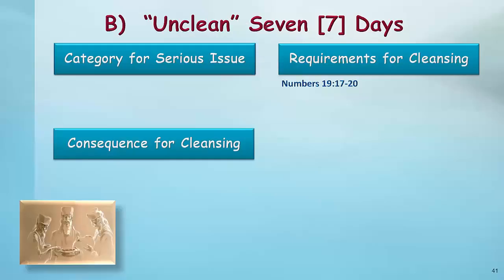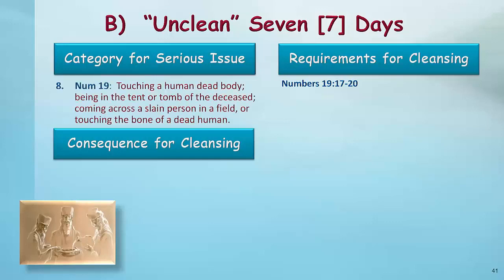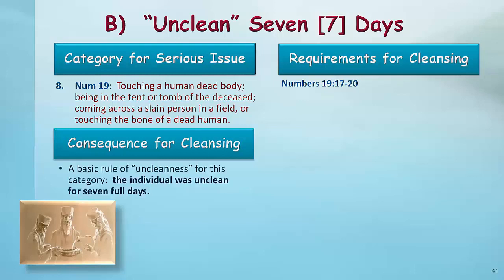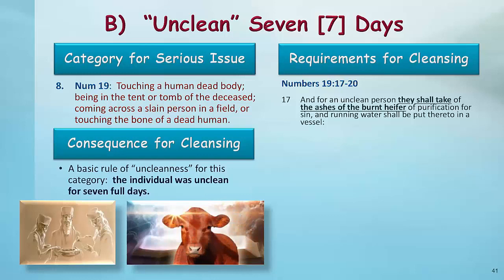Unclean for 7 days. Here's a category for serious issue, Numbers 19. Touching a human dead body, being in the tent or tomb of the deceased, coming across a slain person in a field, or touching the bone of a dead human. Consequence for cleansing. A basic rule of uncleanness for this category: the individual was unclean for 7 full days.